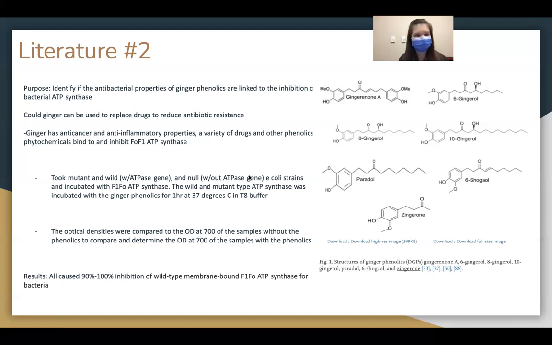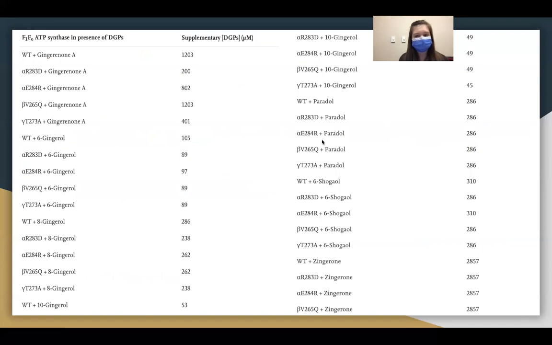Sorry, tongue tied. And then this is just a chart that they included with the different strains, mutant strains that they added to the different phenolics. And they included the concentration of the DGPs in micromolar.